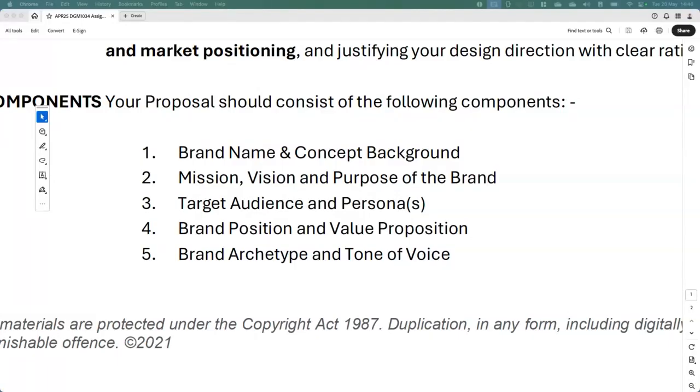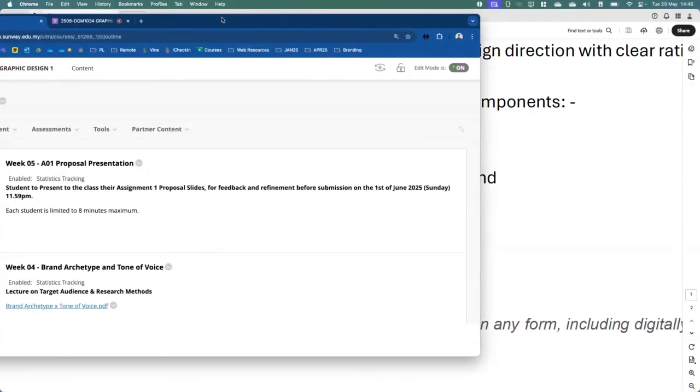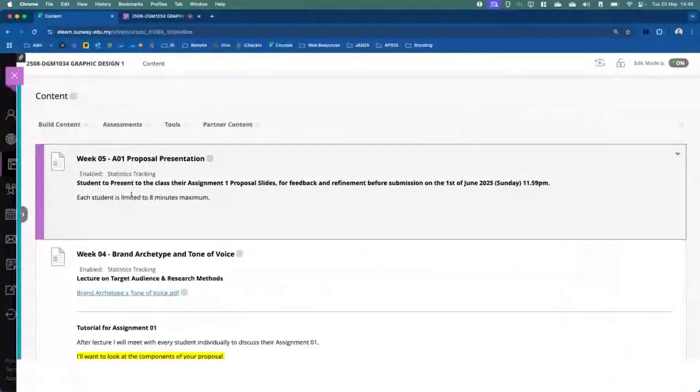Okay, so a quick reminder. Okay, next week we have our proposal presentation for GD1 for the branding subject. Okay, each student to present to the class the assignment 1 for feedback and refinement before submission on the 1st of June. Okay, each student limited to 8 minutes. 5 to 8 minutes is good enough.